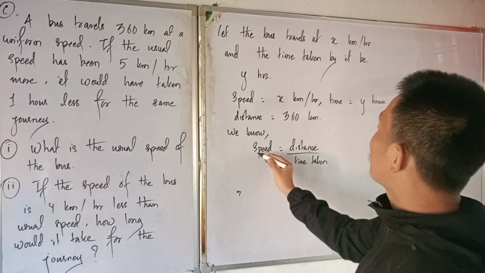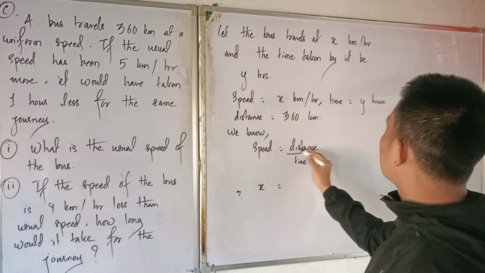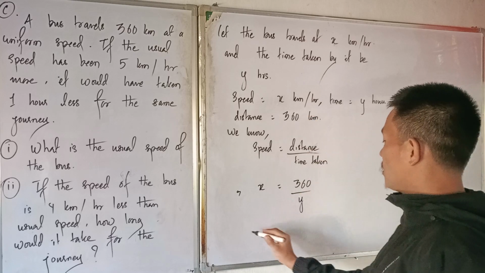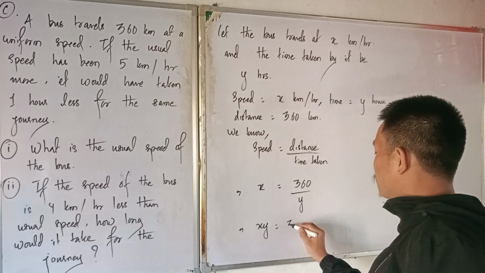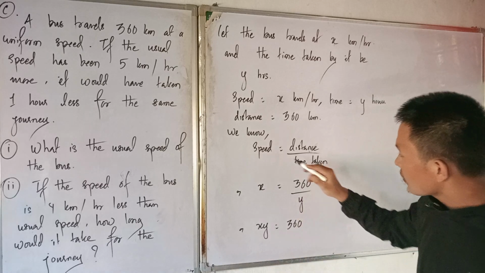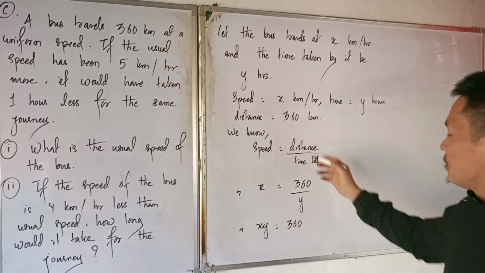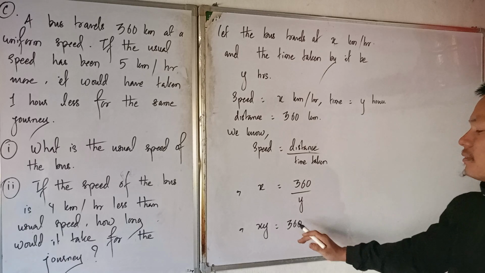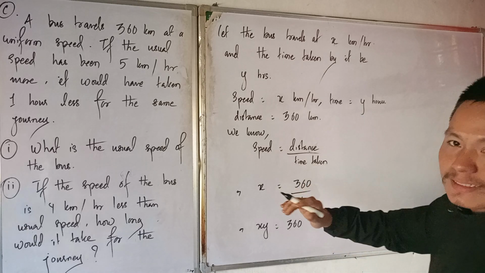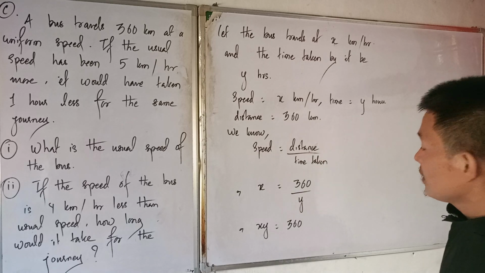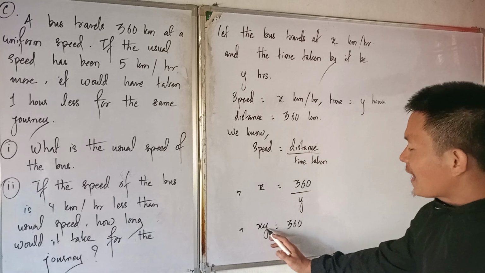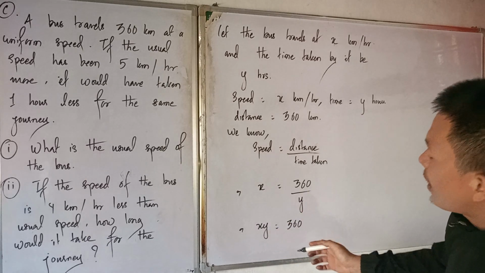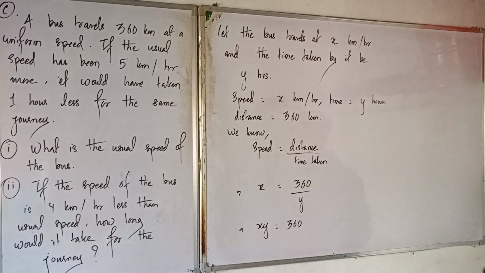So we have speed x, and distance we have 360 kilometer, and time taken is y hours. So this becomes xy equals 360, which means time into speed gives you distance. So this is speed, and this is time. When you multiply speed and time, that will give you the distance.